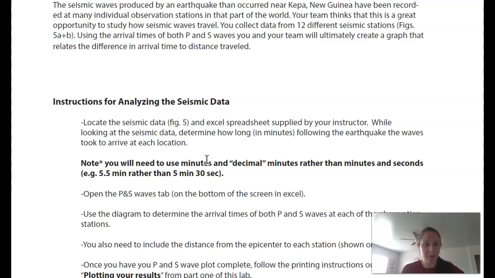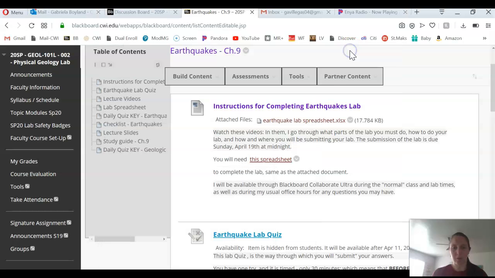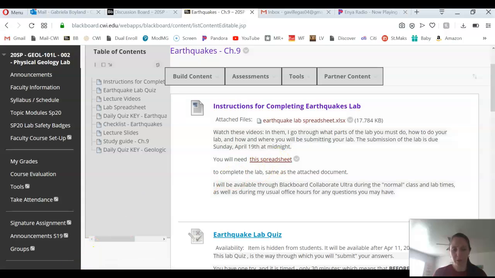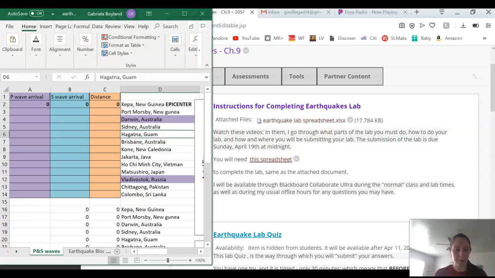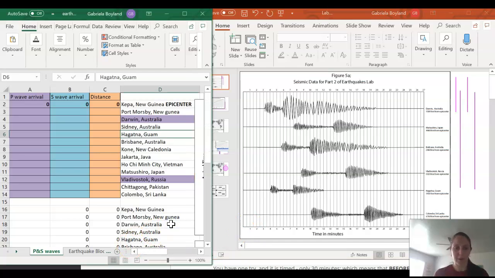Okay, so while looking at the seismic data, determine how long in minutes following the earthquake the waves took to arrive at each location. So here he says, note, you will need to use minutes and decimal minutes rather than minutes and seconds. So I'll take you through how we should do that. So again, this is where you're going to find the spreadsheet, either this or this other one. And once you have both the spreadsheet with you and you're looking at figure 5A, so on page 79, I'm going to put it over here for you guys to see. You should have something like this.